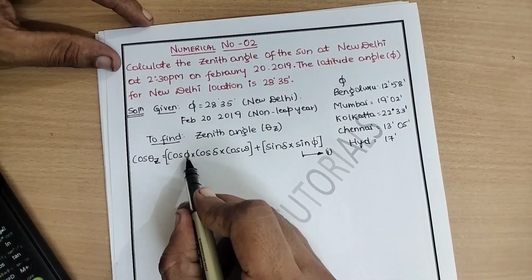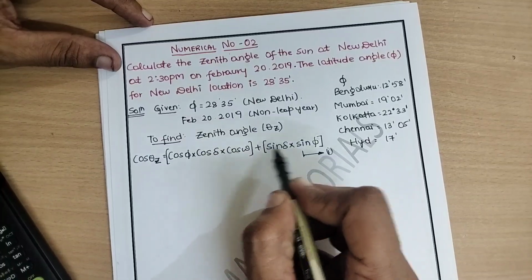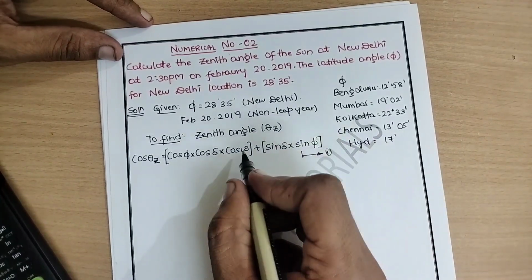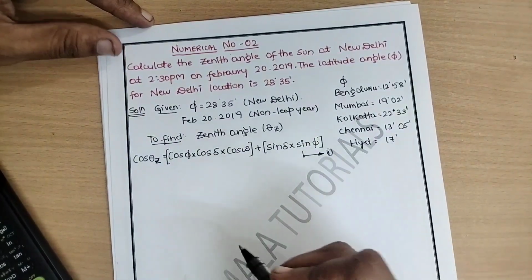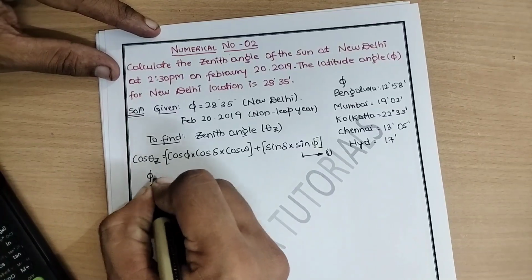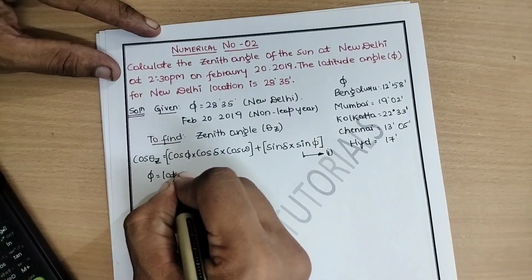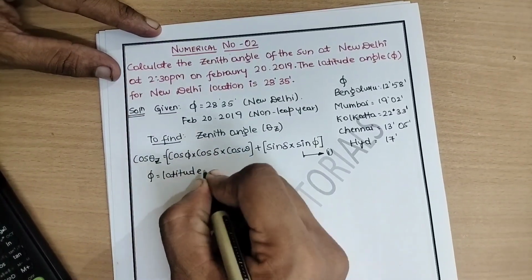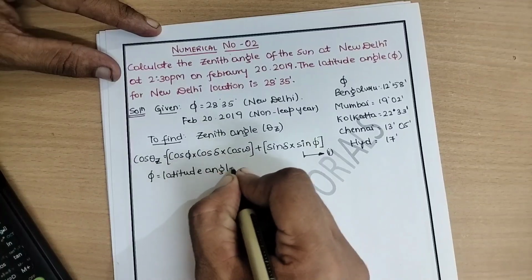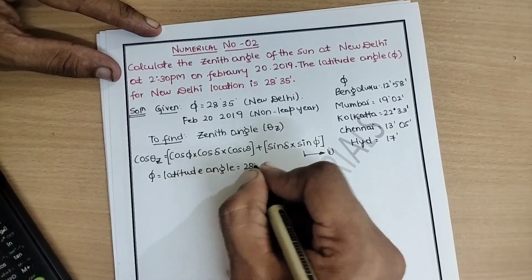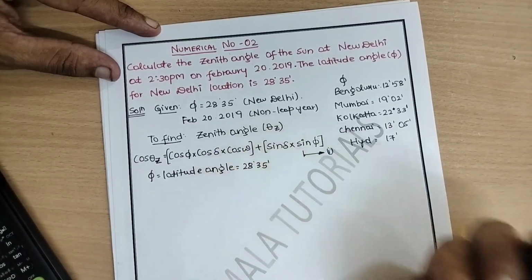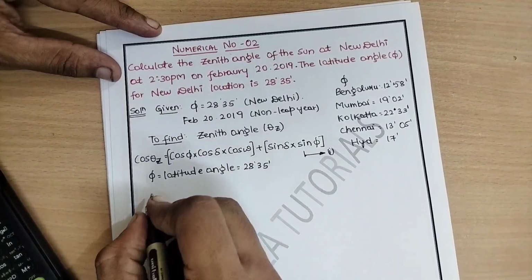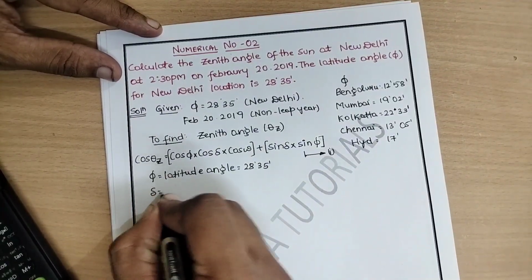So phi is common here. Delta is a known thing. Omega is a new term for us. Okay, one by one. What is phi? Phi is, as we have already discussed, the latitude angle for the New Delhi location. It is already given as 28 degree 35 minutes. Normal substitution. But what is delta?